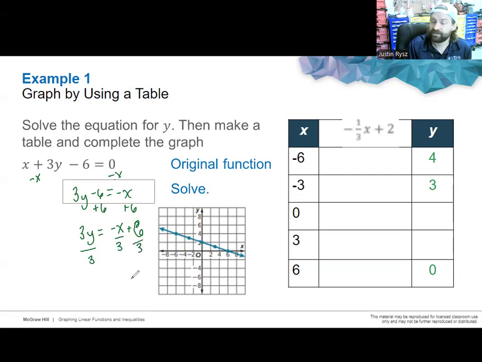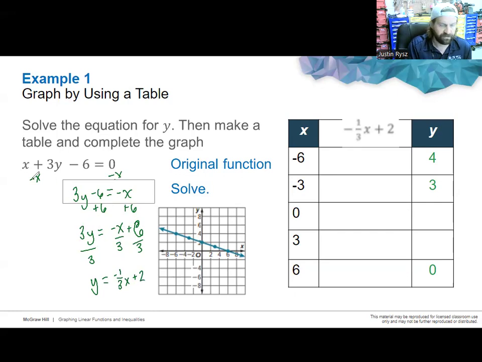When you divide by 3, technically you divide everything on both sides by 3. So we get y = -1/3 x + 2, since -x divided by 3 is -1/3 x and 6 divided by 3 is 2. All right, so we got the y by itself.